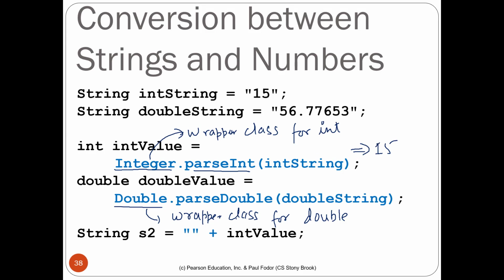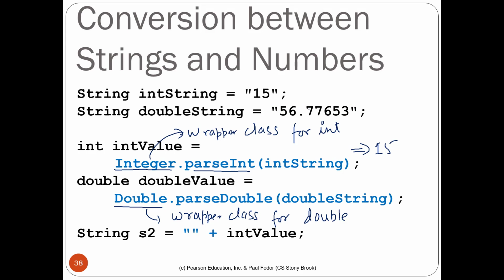Similarly, the same logic you can apply on a double string. So this number that you see here is a string, and the characters of the string are 5, 6, a decimal character, 2, 5, 6.77653. So this is a double string.